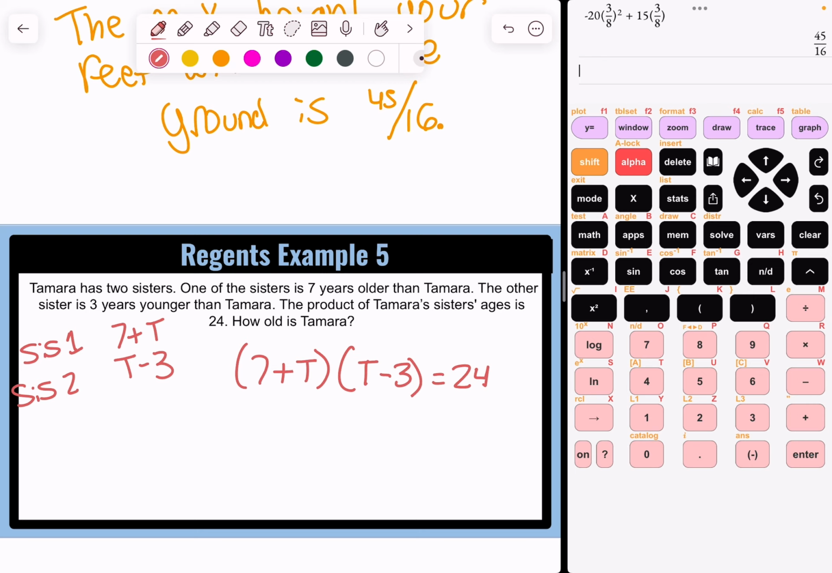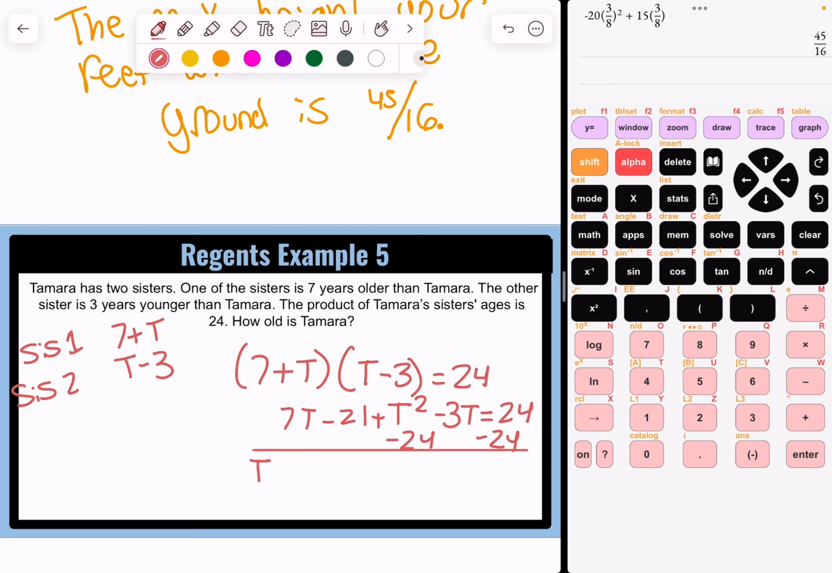So 7 times t is 7t. 7 times negative 3 is negative 21. T times t is t squared. And t times negative 3 is negative 3t, which equals 24. Now I'm going to subtract the 24 and bring it all to one side and combine like terms, and put it in standard form.